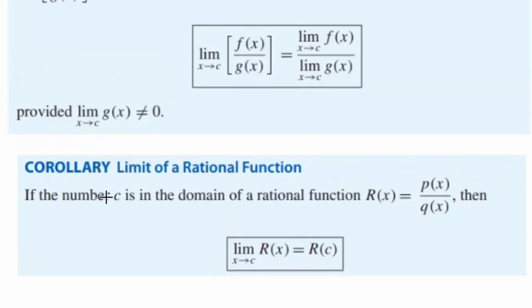Now, a corollary or a result of that is the limit of a rational function. Now remember, rational functions are functions where the numerator and denominator are both polynomials. And remember our theorem previously that the limit of a polynomial can be evaluated using direct substitution. Well, since a rational function is just a polynomial divided by a polynomial, then we can use direct substitution here. Again, provided that number that we're taking the limit toward is in the domain of the rational function. Again, if the denominator is 0 at that point, then the rational function will be undefined.